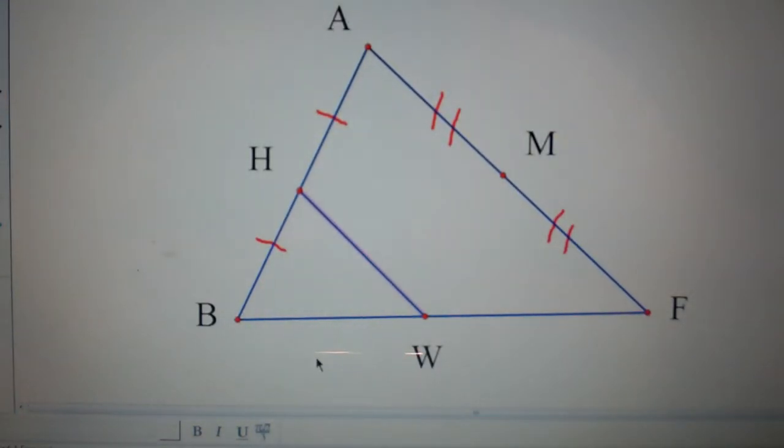So in this diagram we have some information already given to us. We can see from these dash marks here and here that M is a midpoint of the segment AF, and we can see that this point H is actually a midpoint of segment AB because of the red dash marks. However, we cannot conclude that W is a midpoint of the segment BF because there are no dash marks to indicate as such. So in this case, the segment HW is not a mid-segment of the triangle, or at least we can't know for sure if it is. It could be, but at this point we do not know for sure.